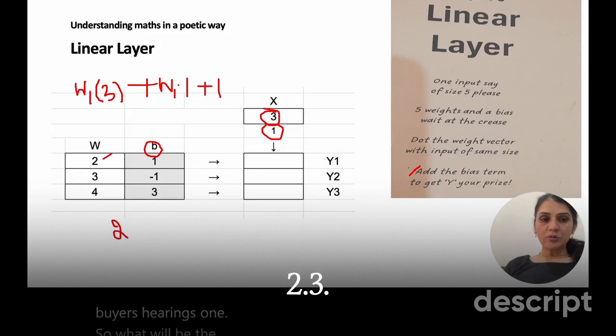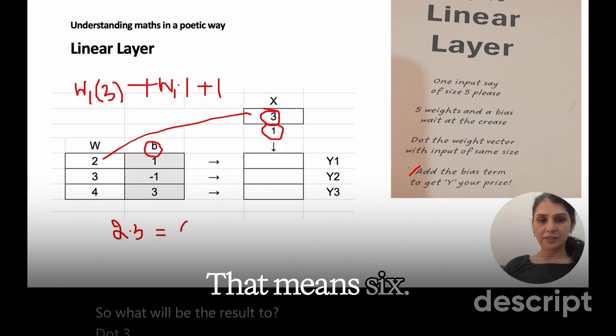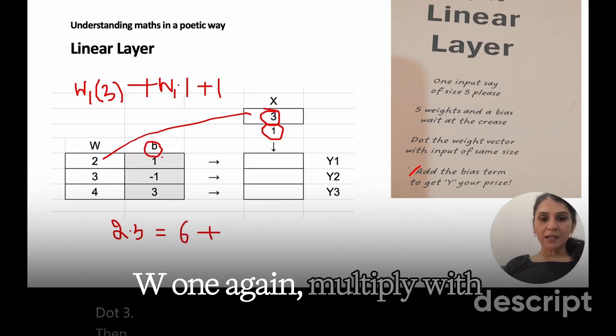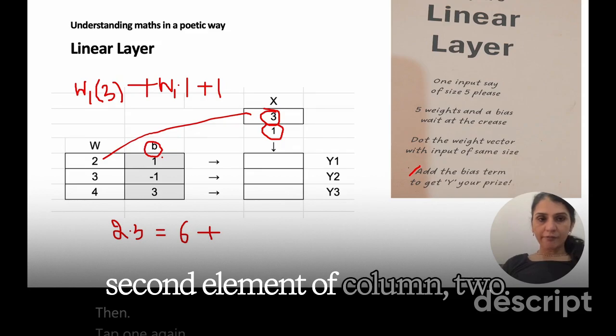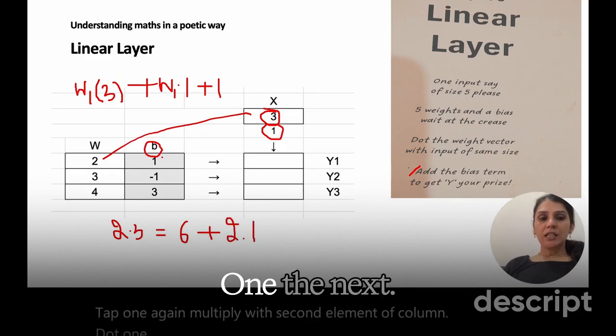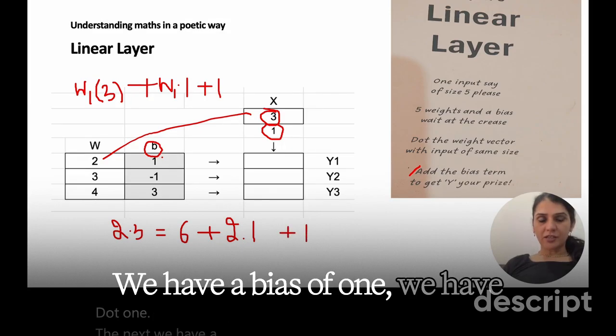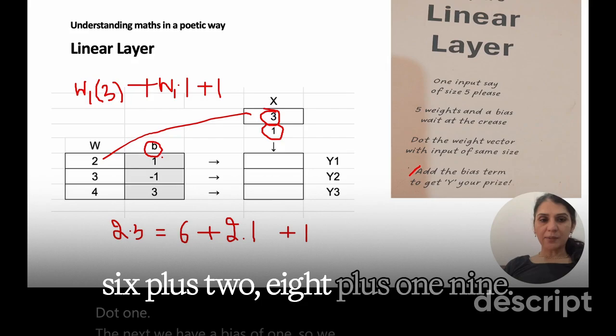2 dot 3, that means 6. Then W1 again multiplied with the second element of the column, 2 dot 1. Then next we have a bias of 1. We have 6 plus 2, 8, plus 1, 9.